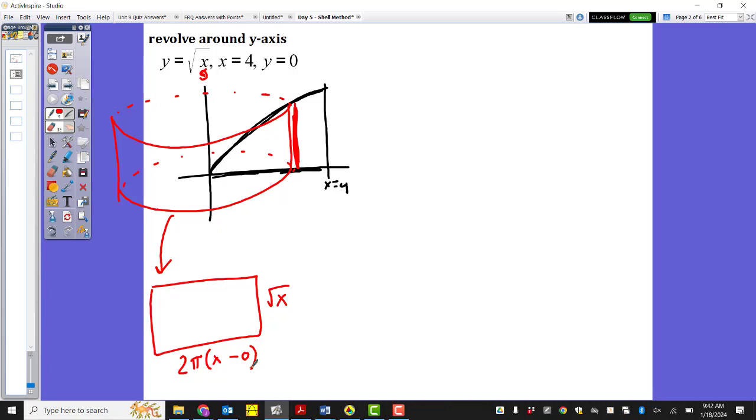Now, one thing I didn't say is what we're actually going to do with this. We're going to do the same thing we've been doing. We're going to integrate this area function over the interval. This is the area of one slice, and we're going to integrate across multiple areas. So we have the integral from 0 to 4 of 2 pi times x times square root of x dx. And this is one we could do by hand. We just have to actually combine it.